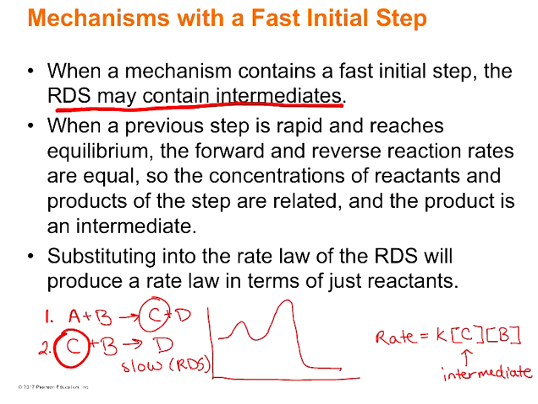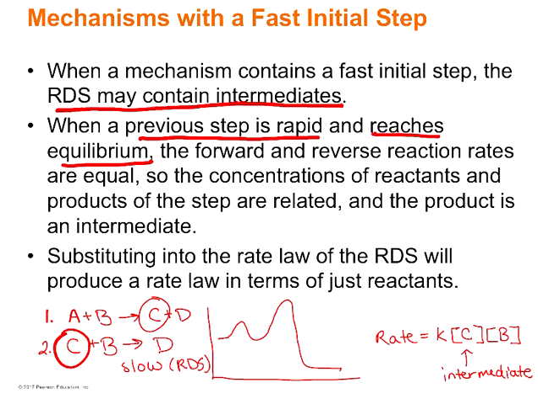However, when a previous step is fast or rapid and reaches equilibrium, that means that the forward and reverse reaction rates are equal. So we could write a rate law based on the reactants in step 1. So substituting into the rate law of the rate determining step will produce a rate law in terms of just reactants.